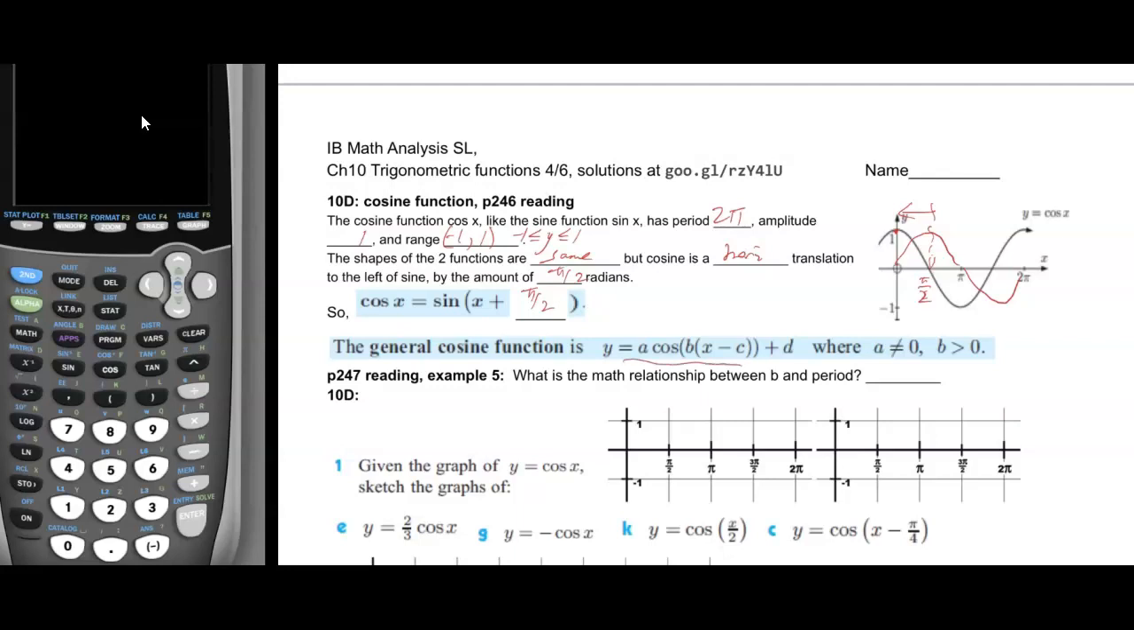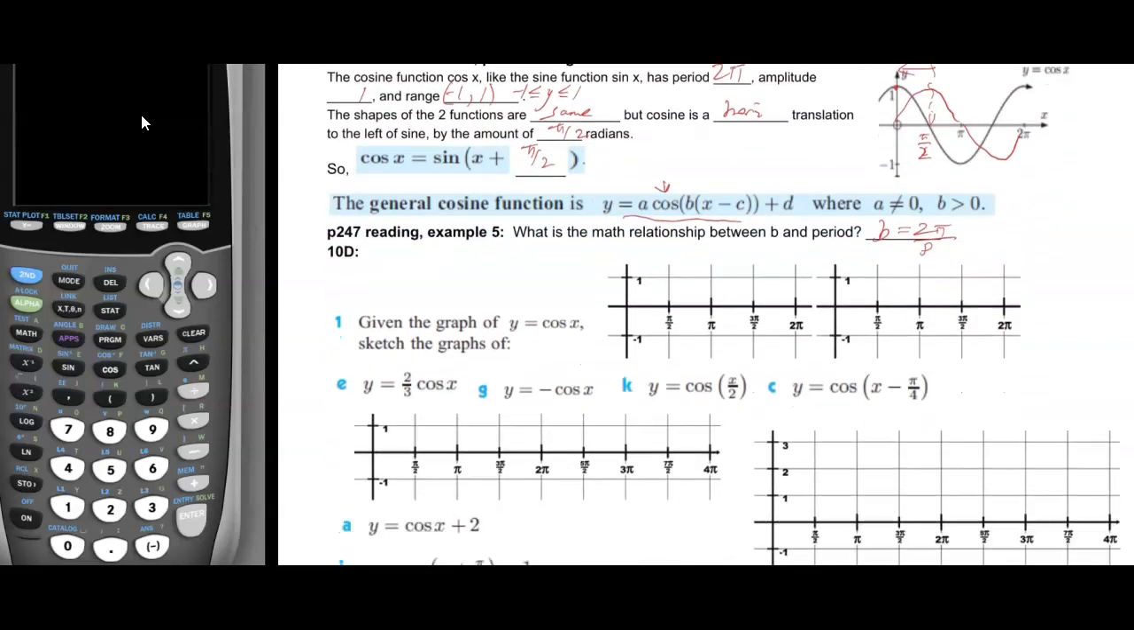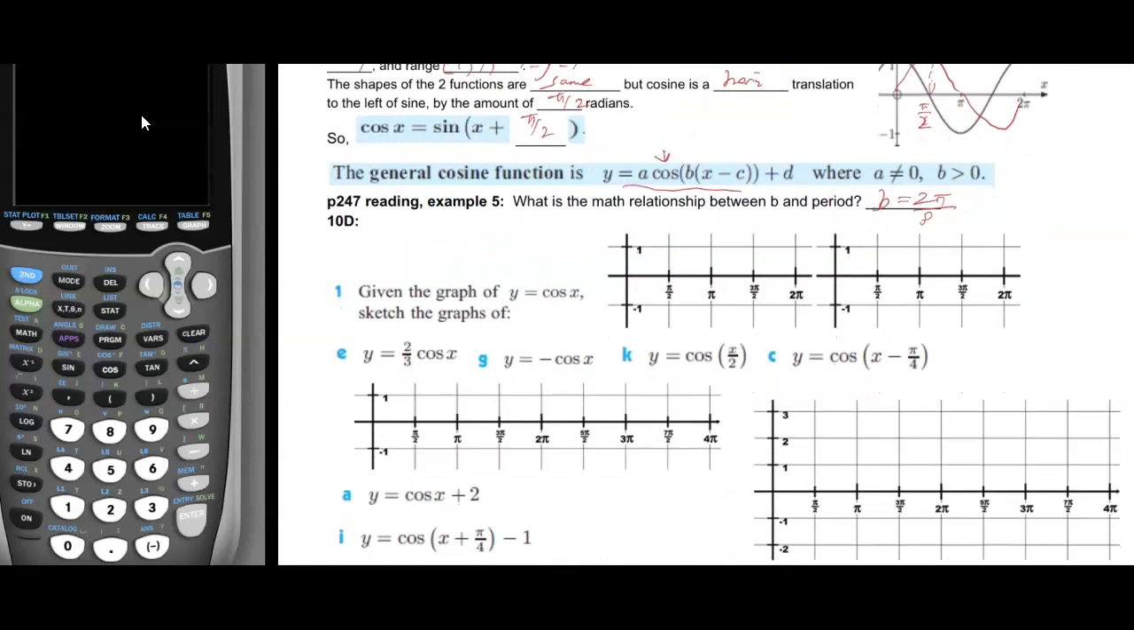It looks just like the sine function, except it's got cosine written here instead of sine. A is not 0, of course. That would make the thing all smashed. It would just be a horizontal line. That's meaningless. And b is positive. No reason to put negative periods or negative b values. What is the math relationship between b and period? By now you're used to b equals 2 pi over p being an equation that you use a lot.